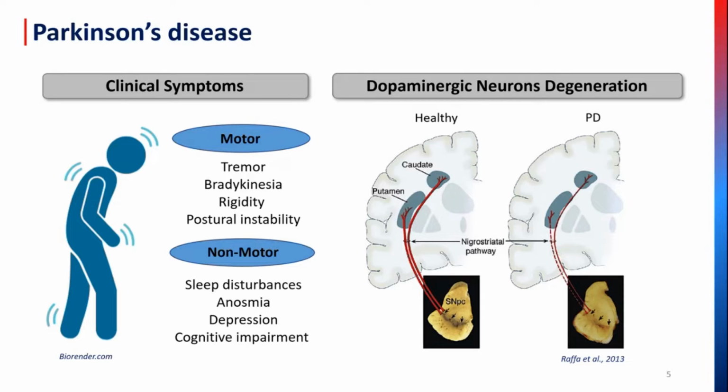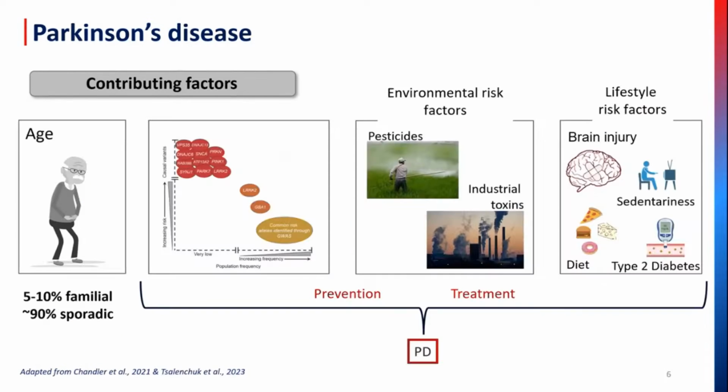And the problem is also that the neurons are connected, not only in this brain region, but also connected to other regions of the brain, such as the striatum. And the loss of these connections also contributes to the pathological symptoms of the disease.